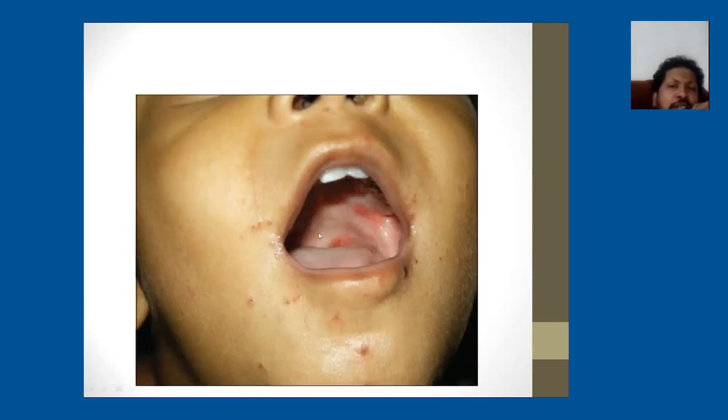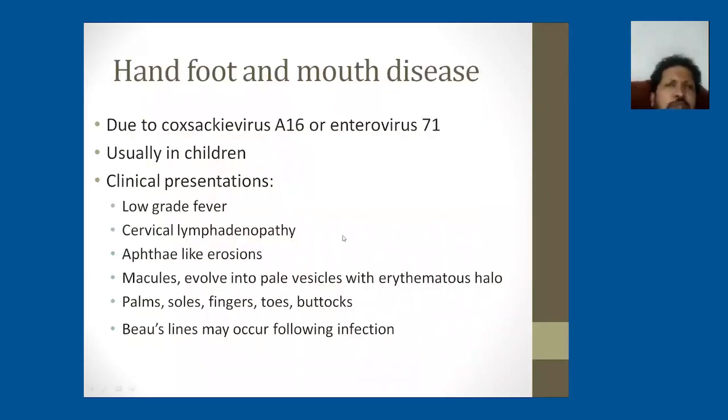As I mentioned, this is caused by Coxsackie virus A16, A6, and enterovirus 71. Coxsackie virus can cause a condition called herpangina. Have you heard of herpangina? That is, you get oral lesions without any skin lesions. They can have only oral involvement, then we call it herpangina, and that's usually caused by Coxsackie virus. They come with erosions, cervical lymphadenopathy, fever, macules which evolve into vesicles with erythematous halo, and Beau's lines can be seen. So generally treatment is supportive.